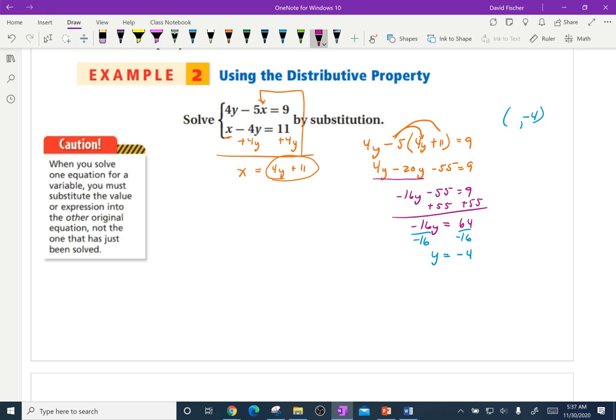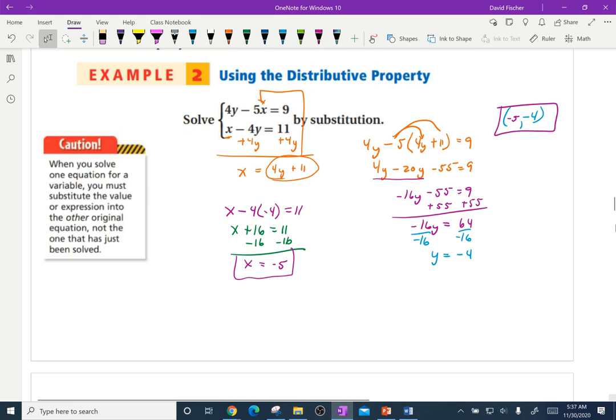Now let's go back and plug it in. It looks like the second equation might be the easiest to plug it into. We said the y was a negative 4. Now we want to just get the x by itself. What's that, negative 5? So my coordinate is (-5, -4).